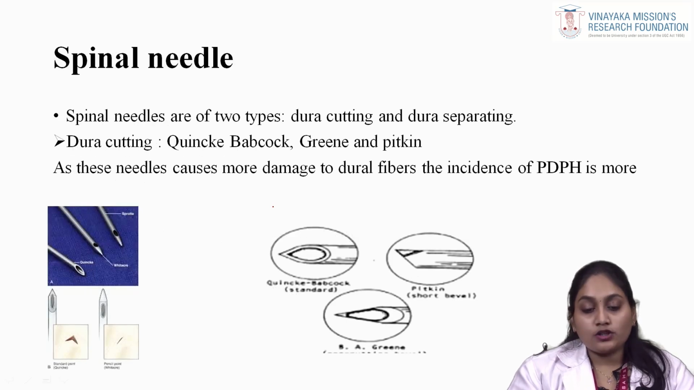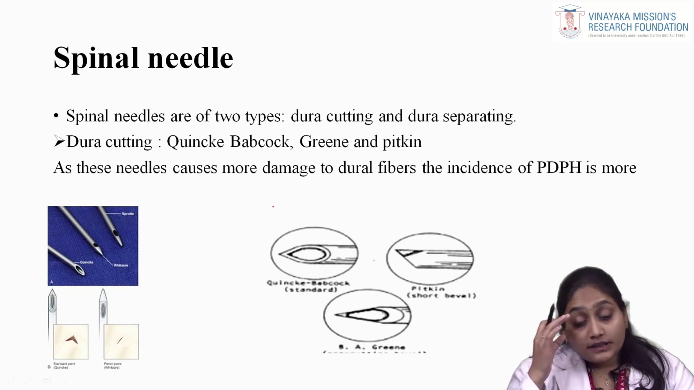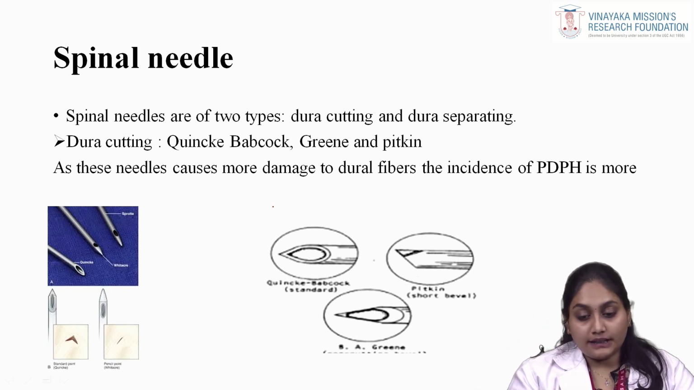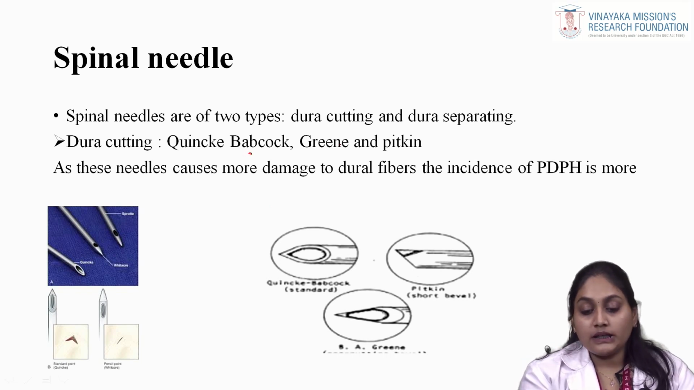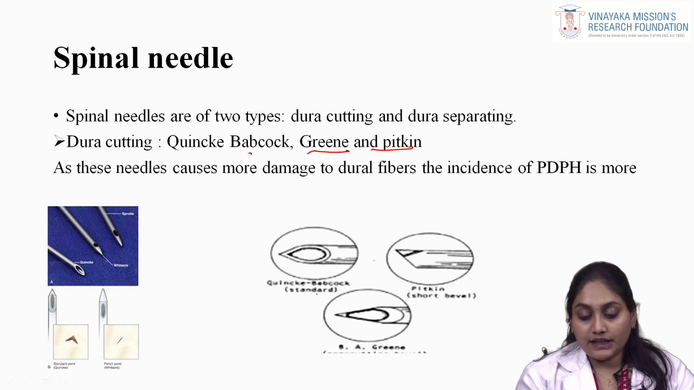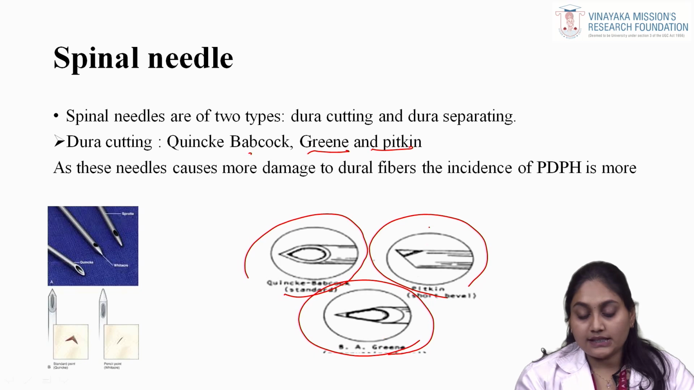So coming to the next topic, spinal needle. The spinal needle is one of the main contents in the spinal anesthesia topic. Here we have two types of spinal needles, dura cutting needle and dura separating needle. Dura cutting needles are Quincke, Babcock, Greene and Pitkin. Here we can see the figure. This is Quincke, this is Pitkin and this is Greene.